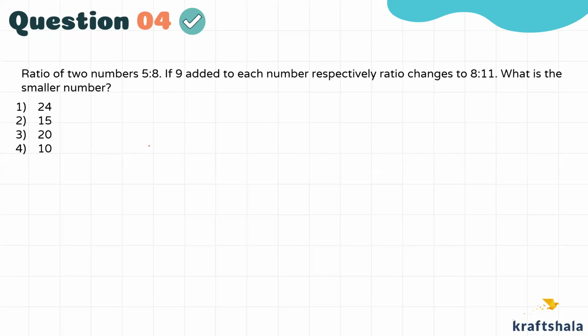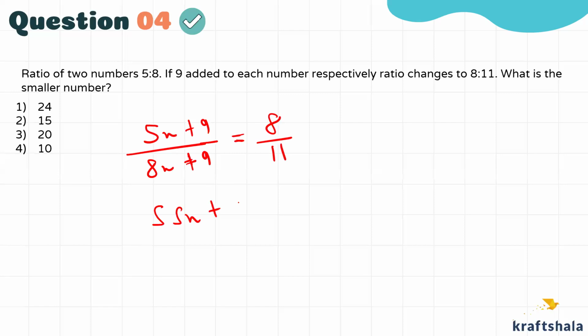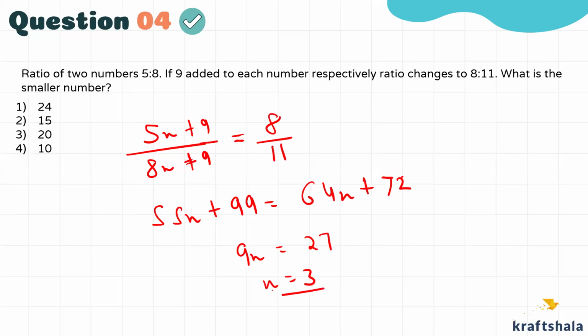Okay, let's try this. All of you are correct, those who have responded. Ratio of two numbers 5:8. So वही 5x and 8x. 9 is added to each of them and the ratio becomes 8:11. Pardon my handwriting. Now cross multiply: 55x plus 99, 64x plus 72. I hope I am doing it right mathematically. Now this is 9x is 27, x is 3.